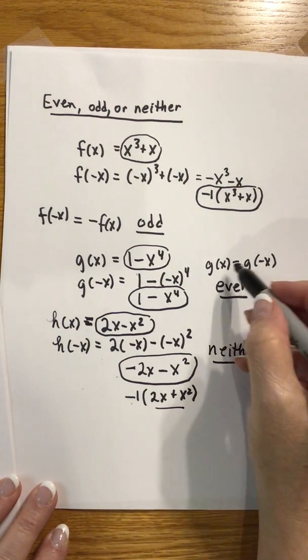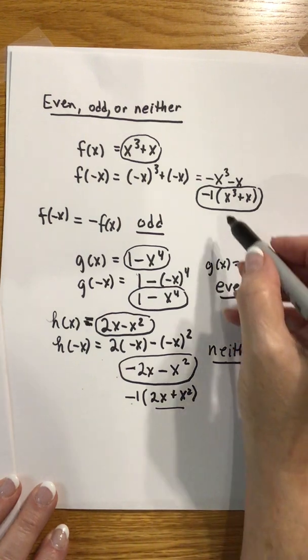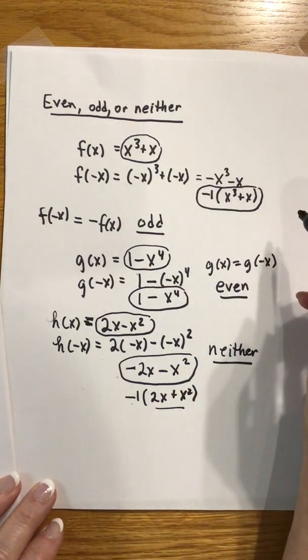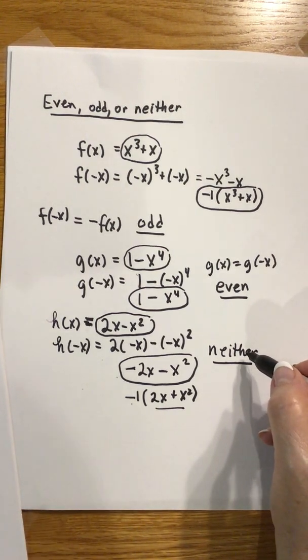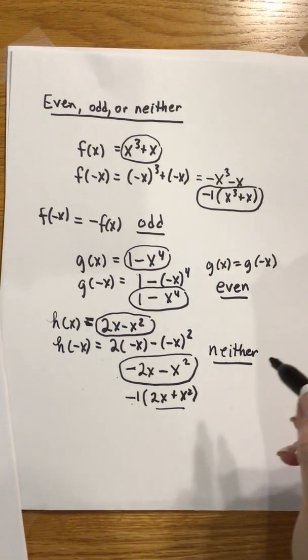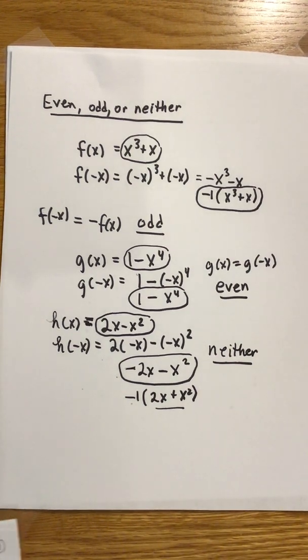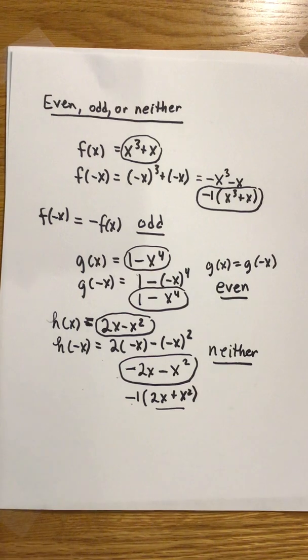So if they're the same, it's even. If they're opposites, then it's odd. If they have a little bit of both of them, then it's neither. Okay, so that's section 2.6. Thank you.